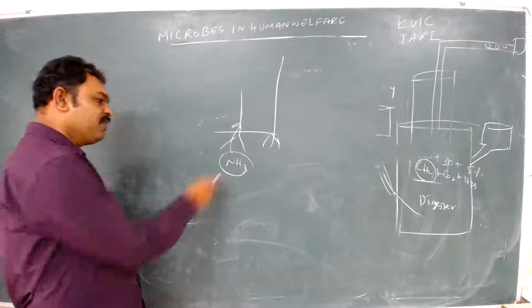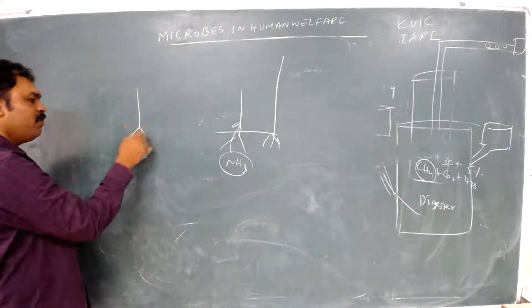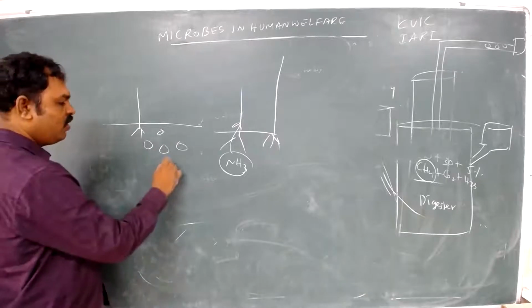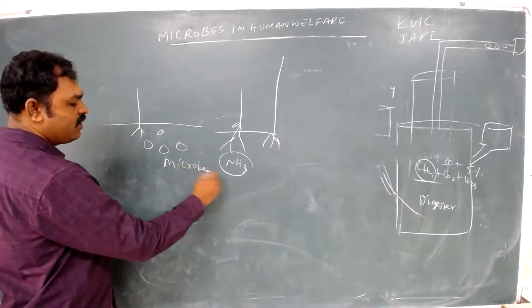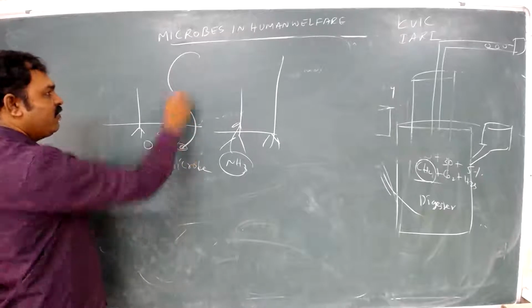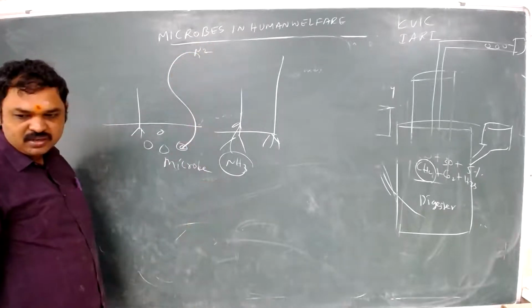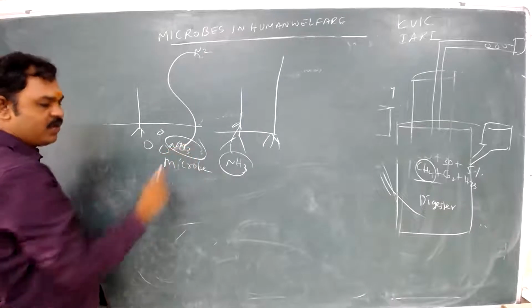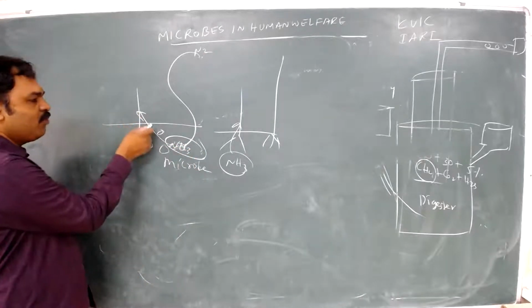Biofertilizer means here we are not supplying ammonia. This is a plant, and we are supplying microbes. Such a microbe takes nitrogen from the atmosphere. In the microbe's body, nitrogen is converted into ammonia. Now the microbes supply ammonia to the plant.